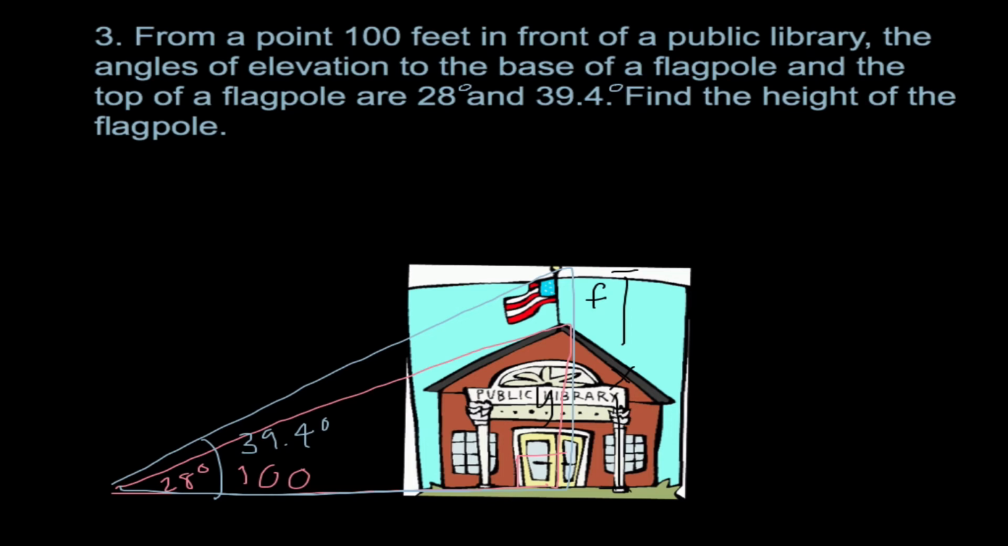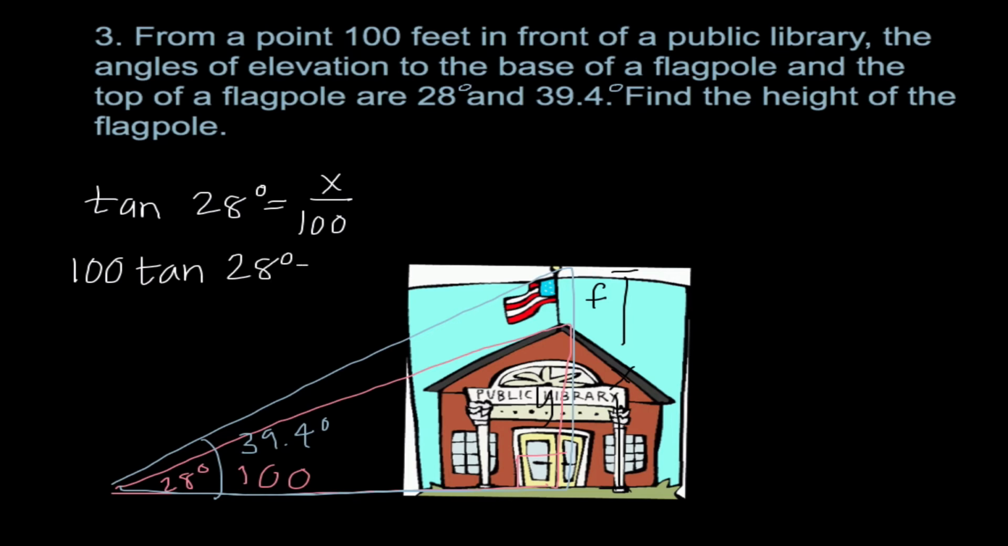So it looks like once again we're using tangent, so I'm going to say tangent of 28 degrees equals x over 100. So in my calculator, I'm doing 100 times the tan of 28 degrees, and I end up getting that this is 53.2. My other triangle, I'm going to do tan of 39.4 degrees equals y over 100.